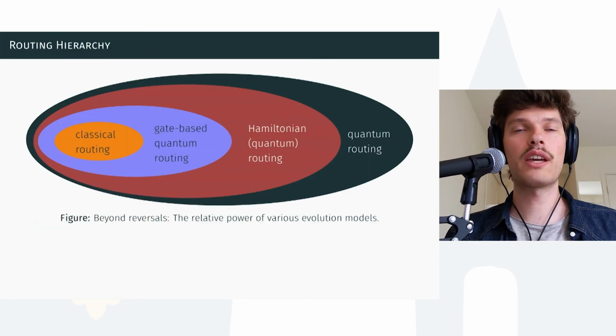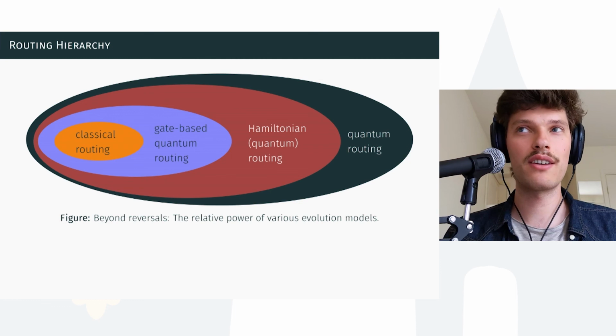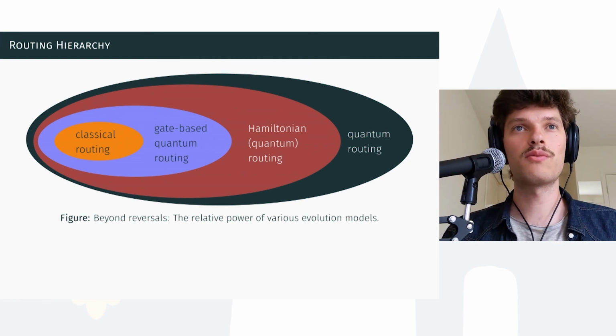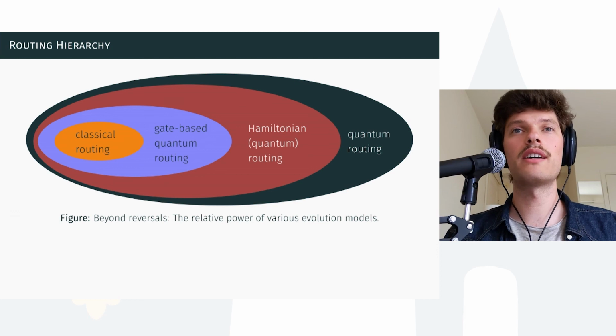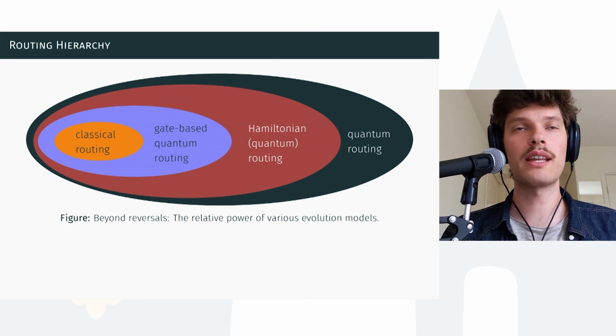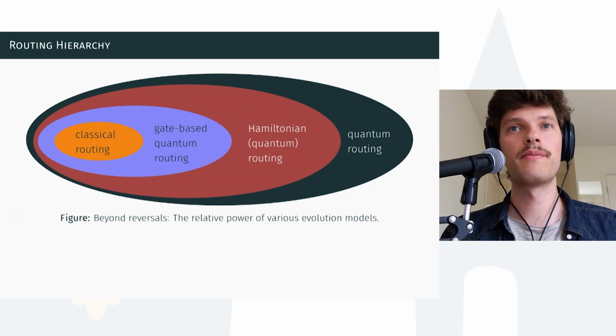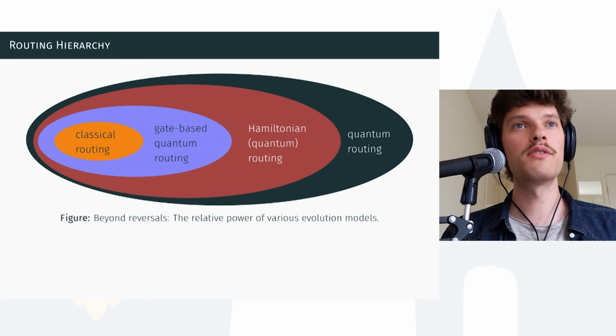And of course, we can also go beyond the two models that we've seen in this talk. So say we introduce, in between classical routing and Hamiltonian routing, what we call gate-based quantum routing, where we limit our model to gates that are applied, and we try to minimize the routing depth, so the circuit depth, to implement routing. And this lies somewhere in between classical routing and Hamiltonian quantum routing.